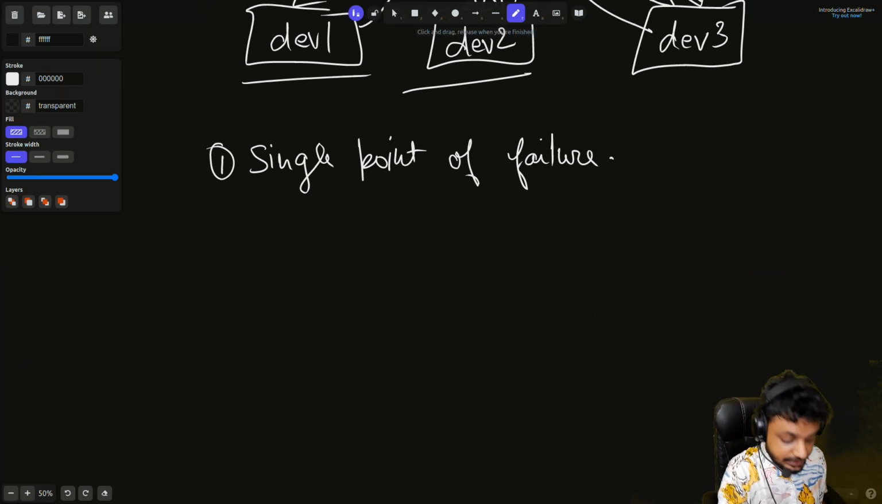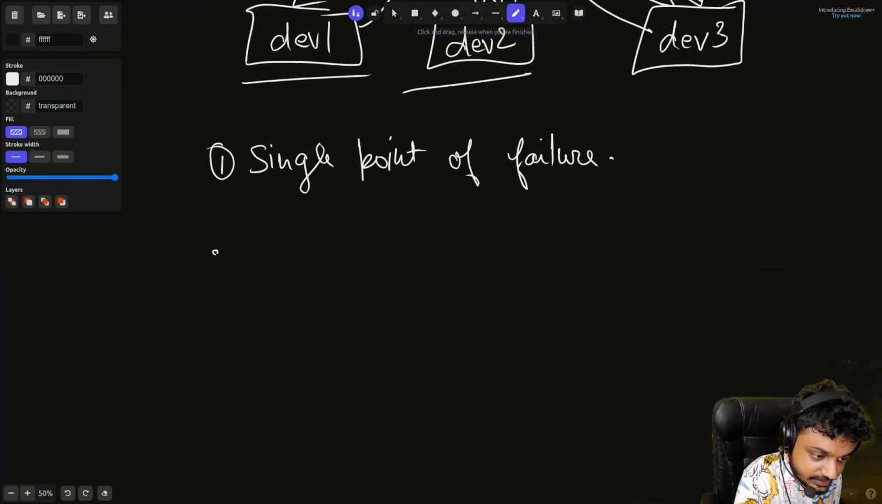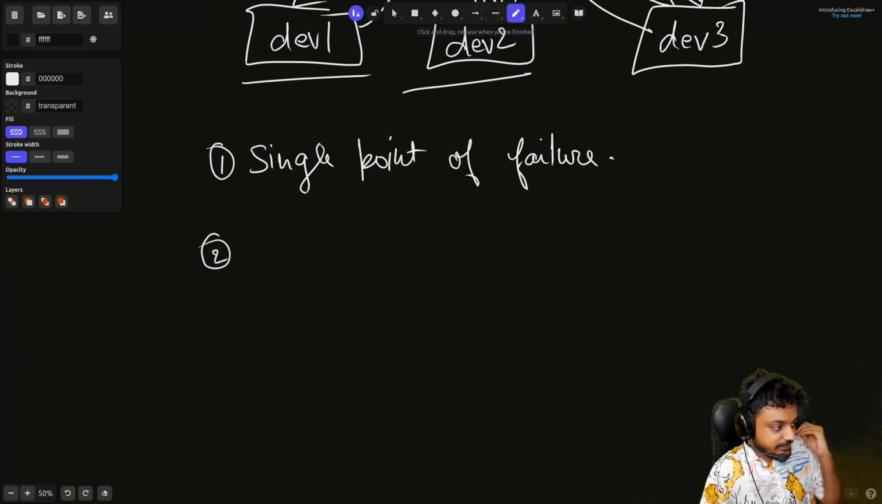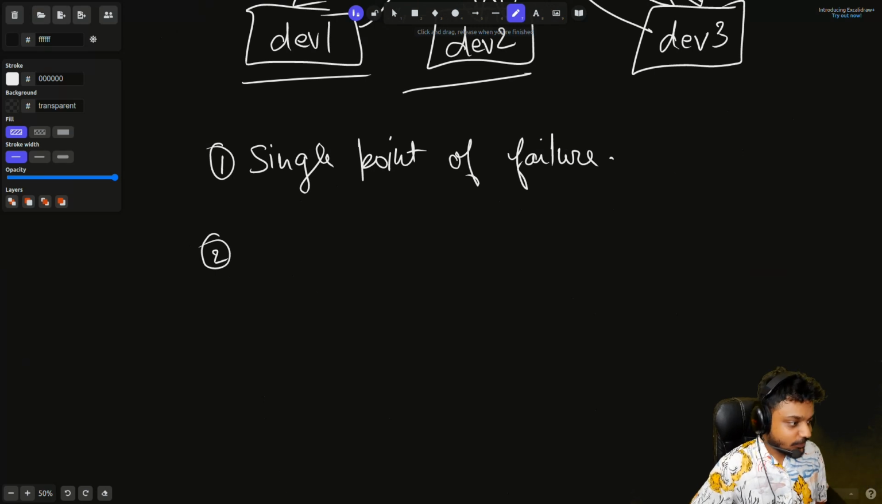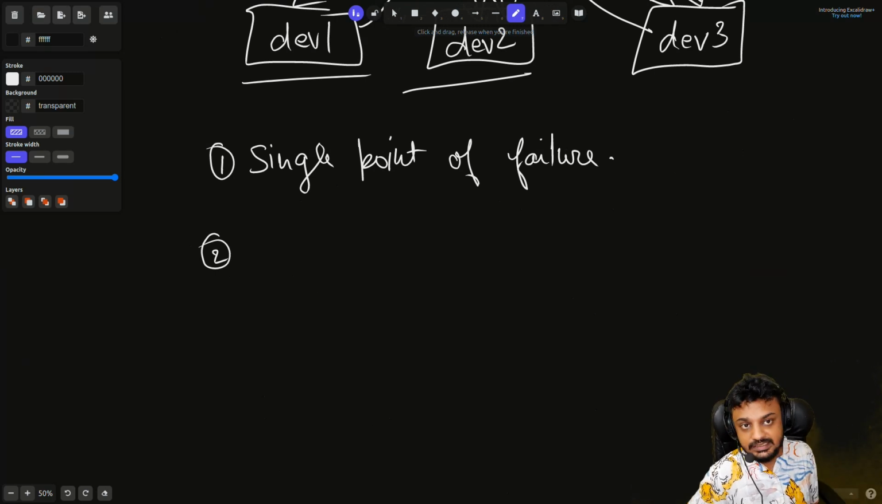Now the second downside, and the major downside, is this: God forbid it happens, it never happens, but if in any case the hard disk in my system, SSD, whatever it is, goes corrupt and loses all the data, and I didn't create any backup for my project, it's gone. Everything is gone.